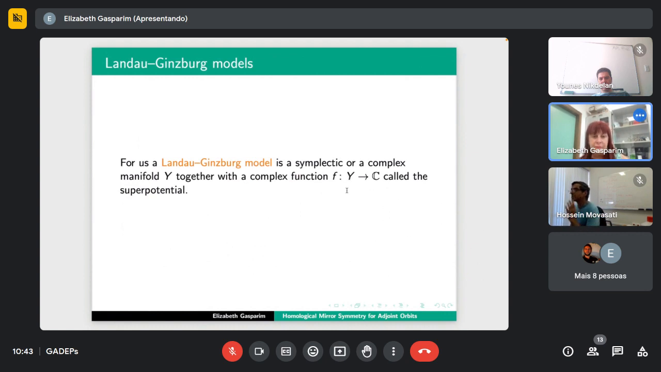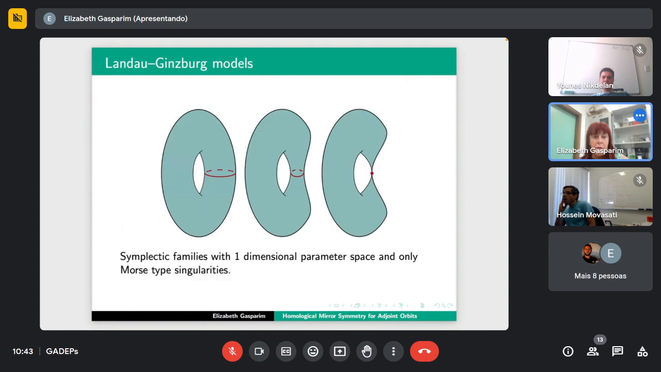So Y can be any manifold. In our case, there will be symplectic ones because I will be constructing those Landau-Ginzburg models on the symplectic side with a complex function on it. They exist on both sides, and there is also the vocabulary of A-side Landau-Ginzburg and B-side Landau-Ginzburg. Right, so here is the drawing of a Landau-Ginzburg model.